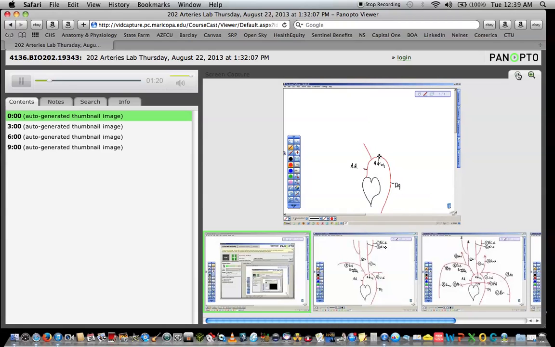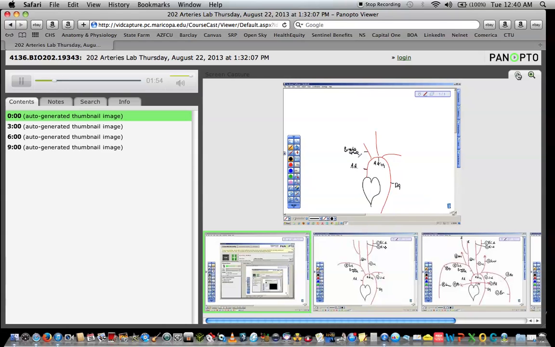1, 2, 3. Okay, first branch right here going to the right side is the brachiocephalic. It's one word, but I'm running out of space. Now it comes off on the right side, but I didn't call it the right brachiocephalic because that would infer that there's a left, and there isn't. Okay, we just have the brachiocephalic.